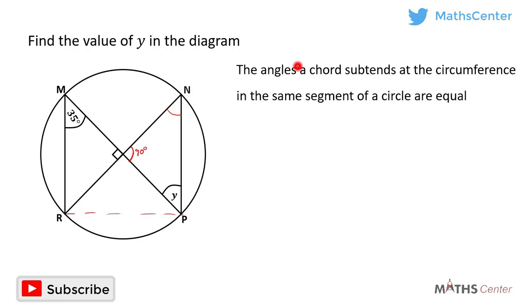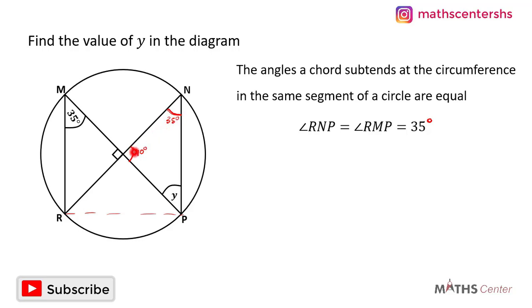The theorem says that the angles that a chord subtends at the circumference in the same segment of the circle are equal. So what it means is that the angle RNP, which is the angle formed at N, is equal to the angle RMP, which is the 35 degrees angle. And so the angle RNP is equal to the angle RMP, and both of them are 35 degrees. We now have this angle here to be 35 degrees.